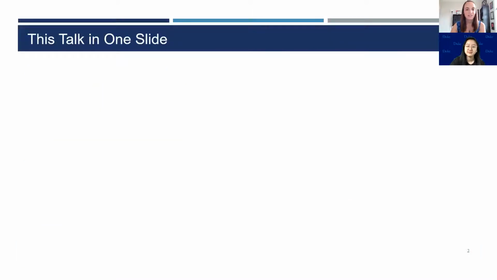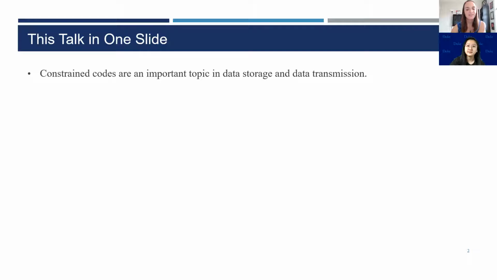Real quick, we wanted to start our talk with a short summary slide of the motivation and results in our work to let you know what you'll be hearing from us today. To begin, we wanted to stress the importance of the constrained codes that we're looking at. They find application not only in data storage devices such as magnetic recording and flash memory, but others. And constrained codes in general can find application in things such as barcodes.